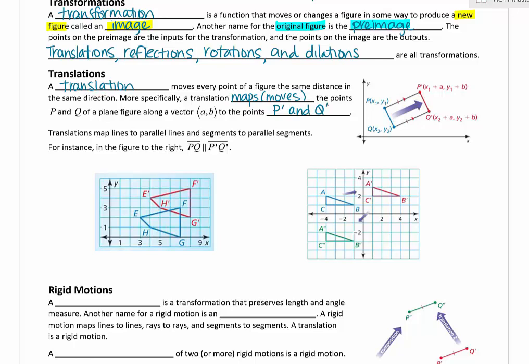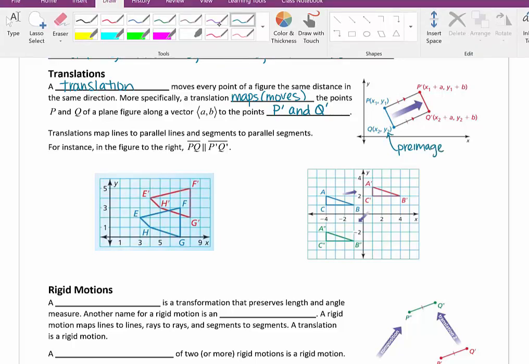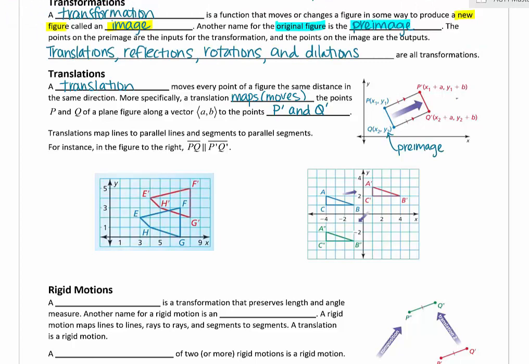So every time we do a transformation, we're going to be using primes, which are these apostrophes here. What this is saying is that P and Q, this is our pre-image, is this segment here. And then when we talk about our image, that's right here. That's when after we've done this translation.